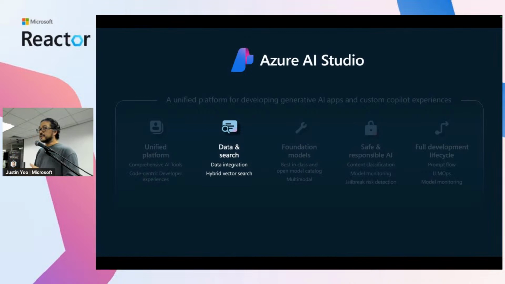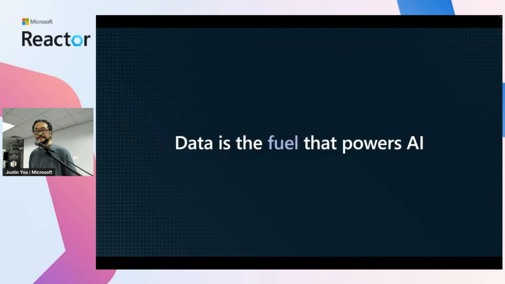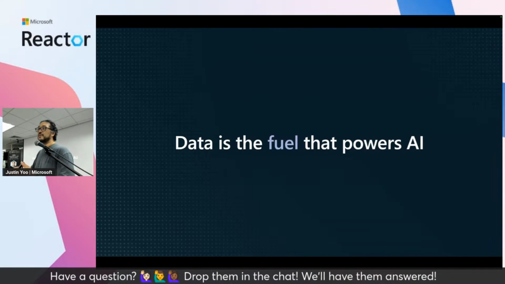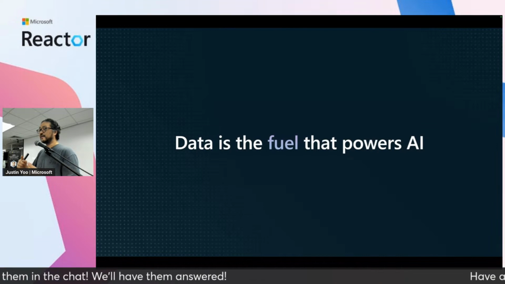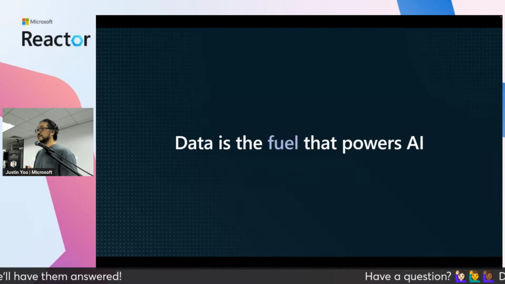So I've just shown you an introduction to how Azure AI Studio looks like, and its capabilities. There are many more things coming up soon. So let's talk about data. You probably heard the quote, data is the fuel that powers AI. Or you have heard something like garbage in, garbage out. So what does that really mean? If you don't feed good data into your LLM, then you're going to get a bad result, right?